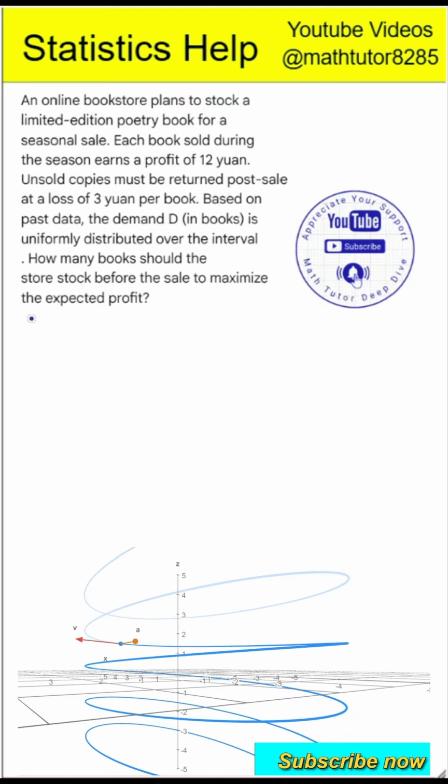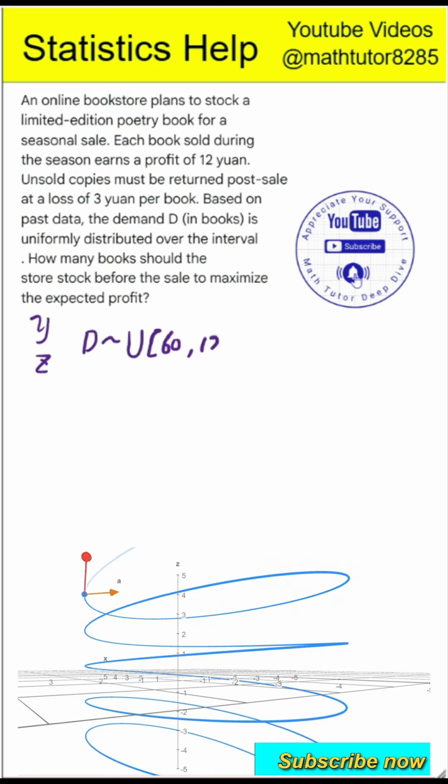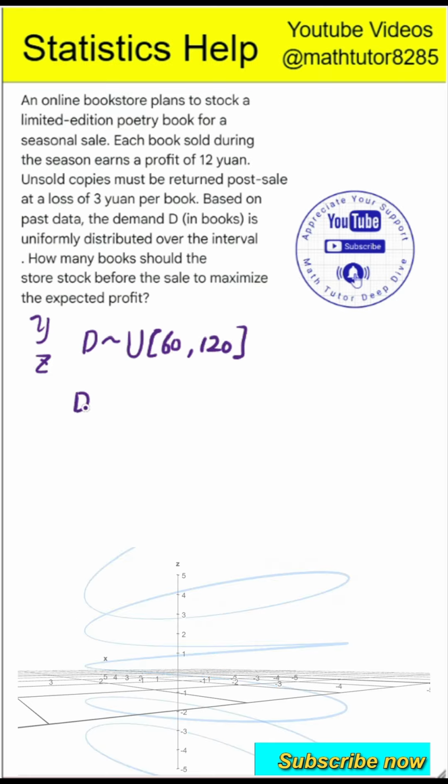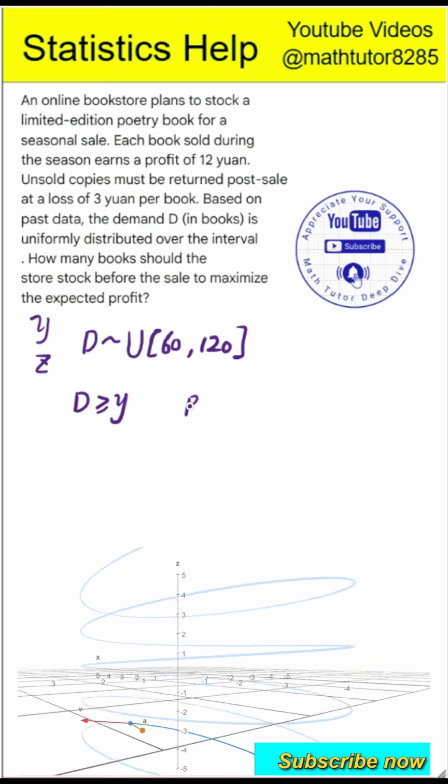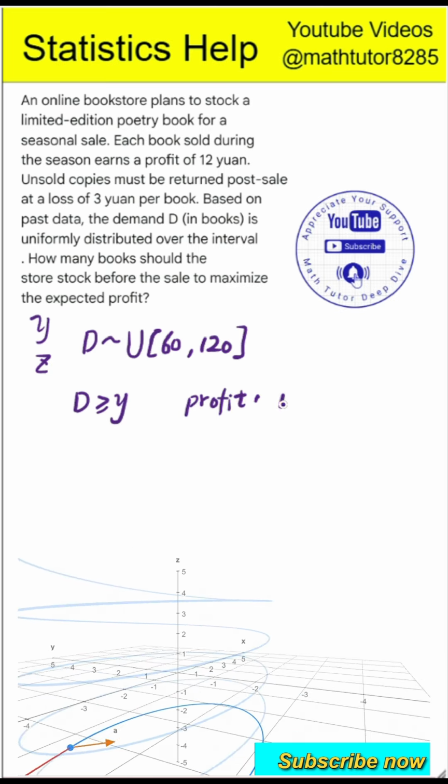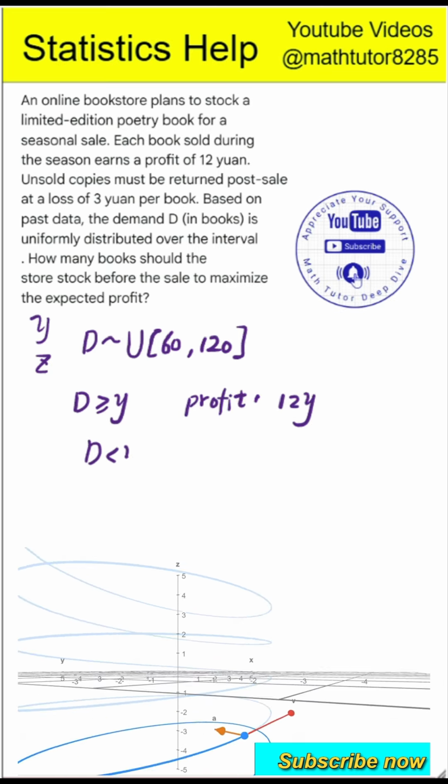First step is to understand the variable and profit structure. We let Y represent the number of books the store stocks. The actual number of books people want to buy is D, and D follows a uniform distribution between 60 and 120. Now, depending on how Y compares to D, there are two possible cases.